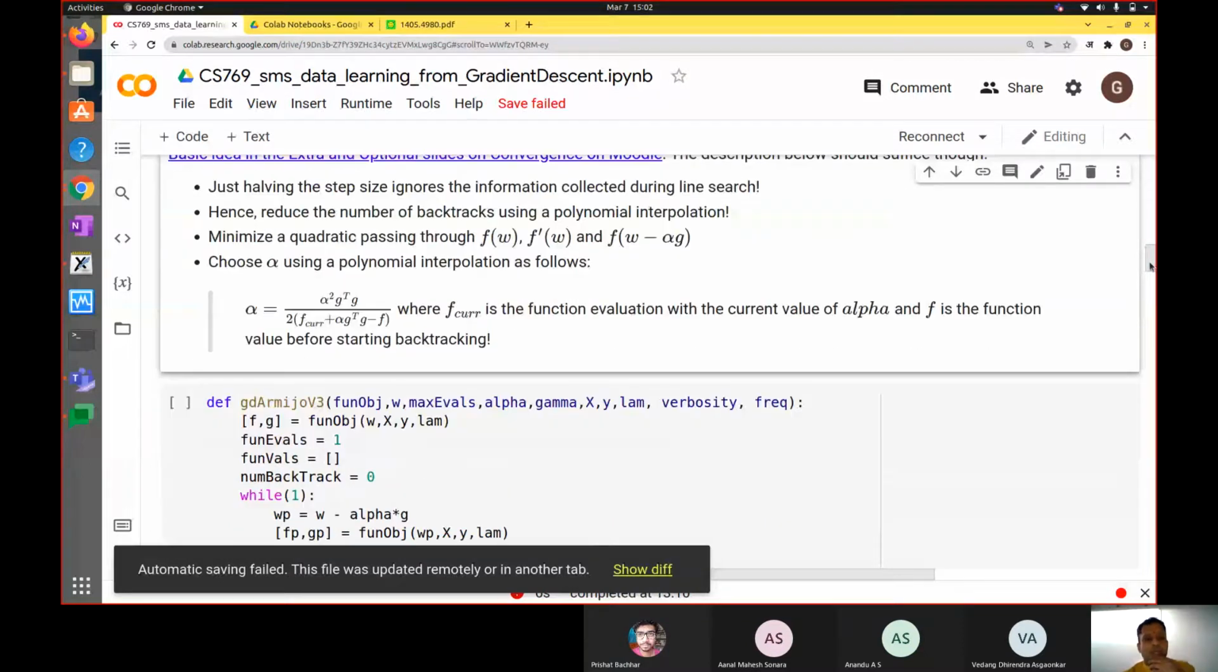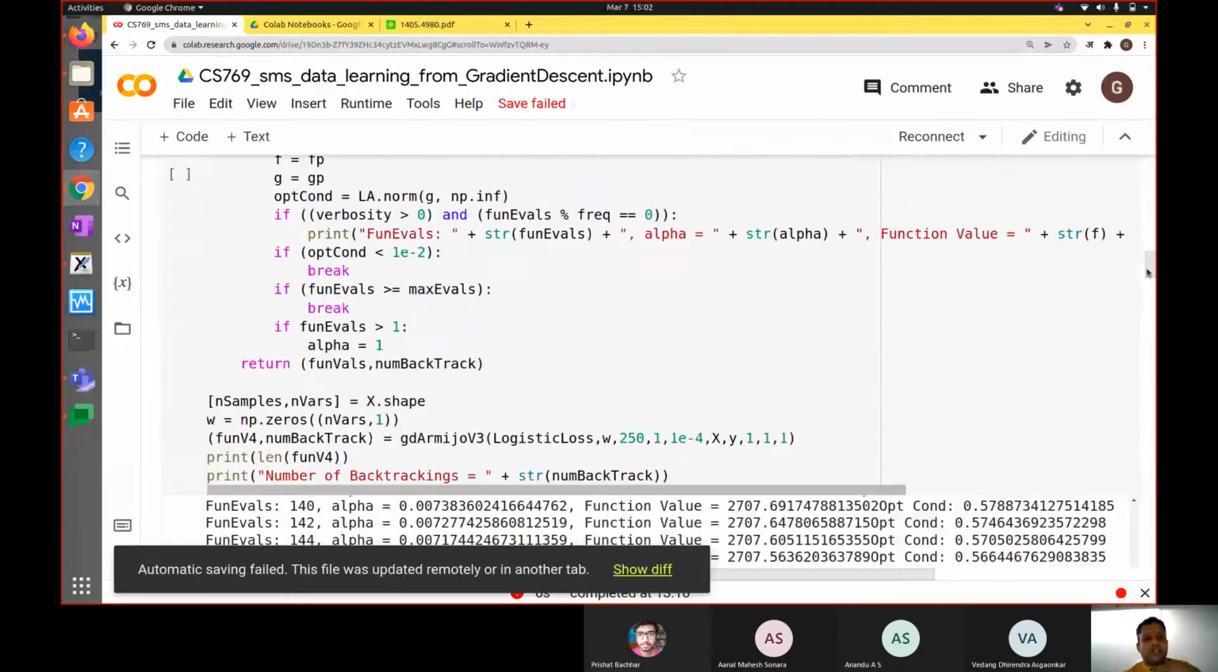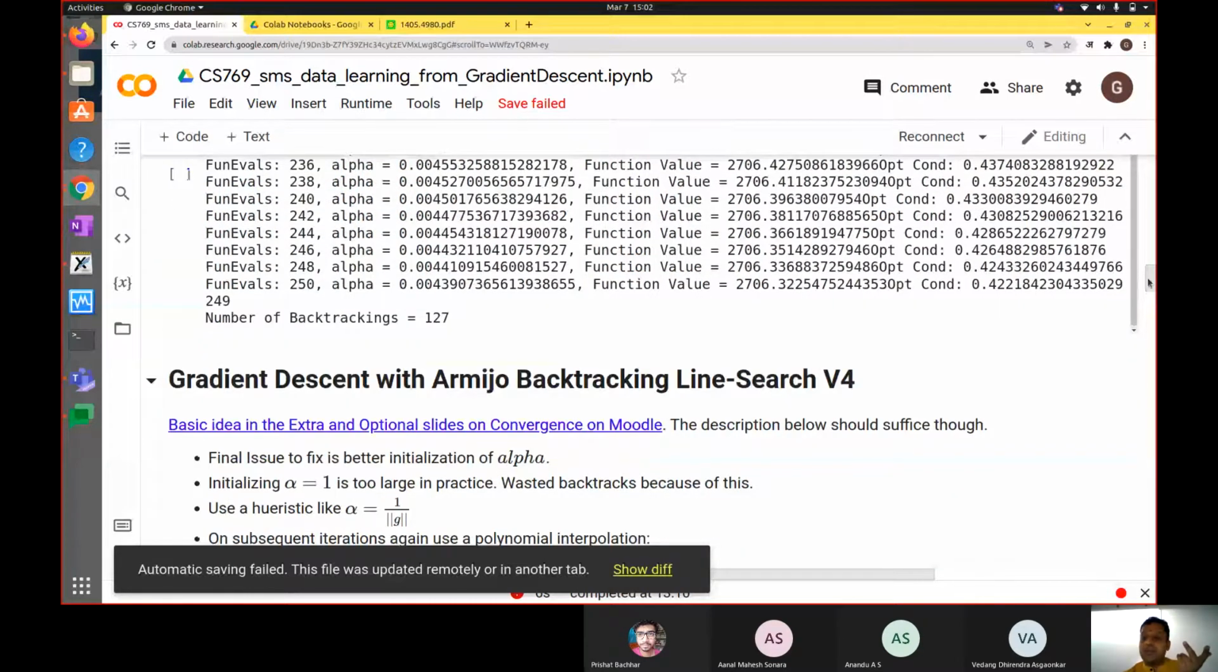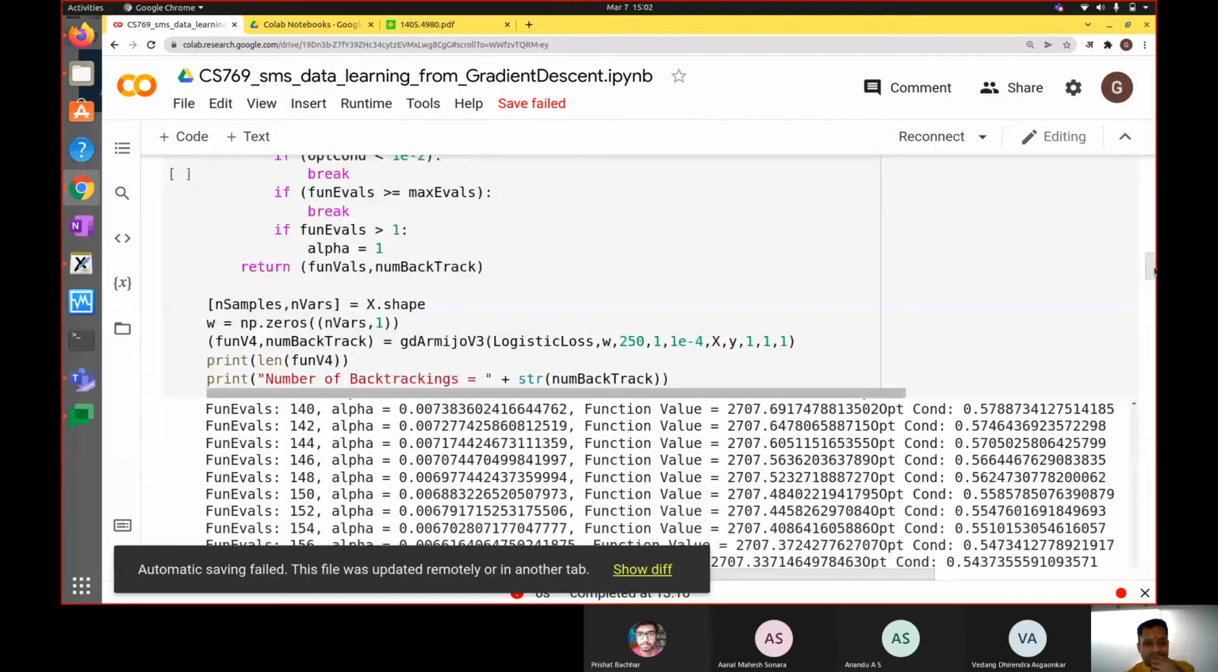By this way, f dash w is basically, think of it as a function of alpha. Okay. With version 3, you would certainly expect the number of backtracking steps to go down. Oh no, what has happened? This should have improved things, right? But what has happened? Backtracking has increased to 127. Function evaluation is also high. Why didn't it work?